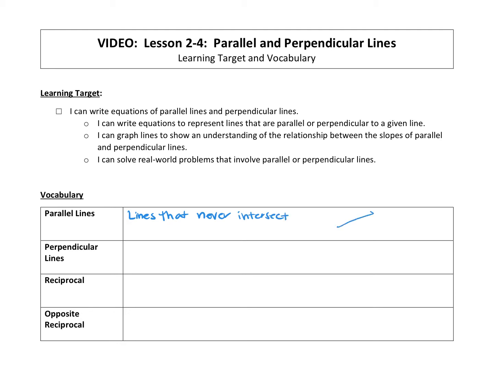They might look something like this. If I have two lines that will never intersect, that means they never cross. An important thing to know about parallel lines that we're going to use throughout this whole lesson is parallel lines have the same slope.